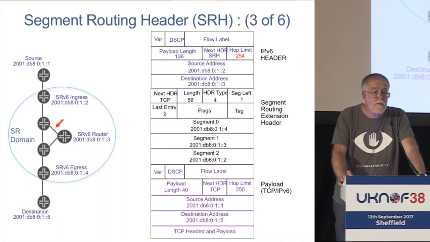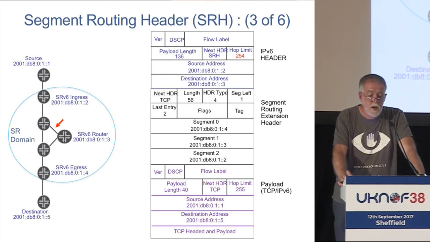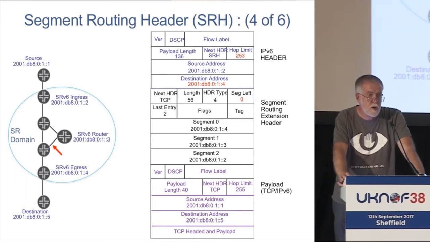and then we arrive at :3, who says, oh, I'm the destination of this packet, so I need to look at it. I discover that there's a segment routing header present, and so I'm going to go and look through that segment ID stack and find the next destination to forward onto, and we change. The source address remains the edge of the domain where we came in, but the destination address now changes to the new segment endpoint, which is the :4.